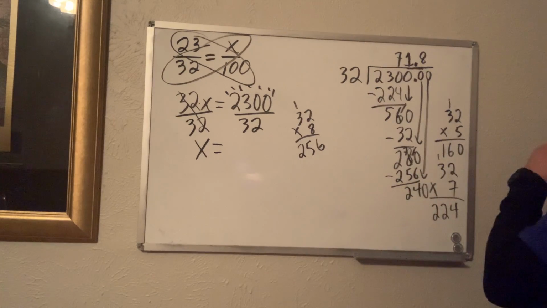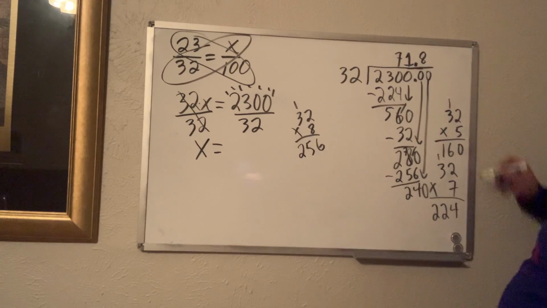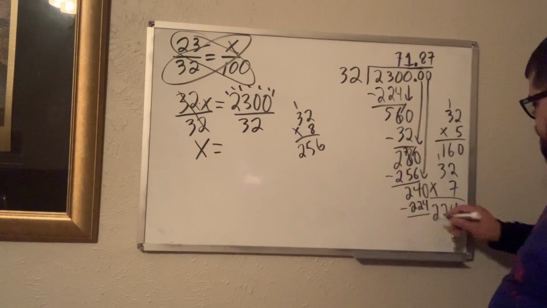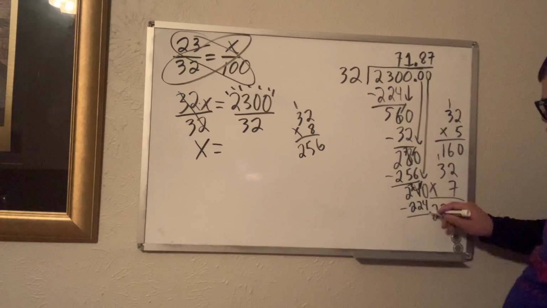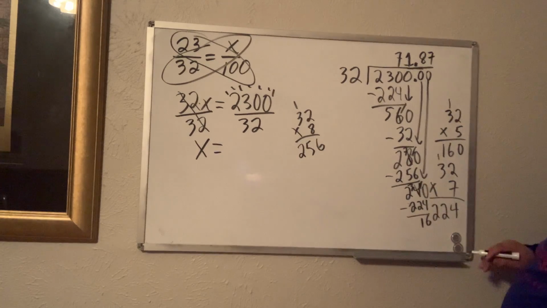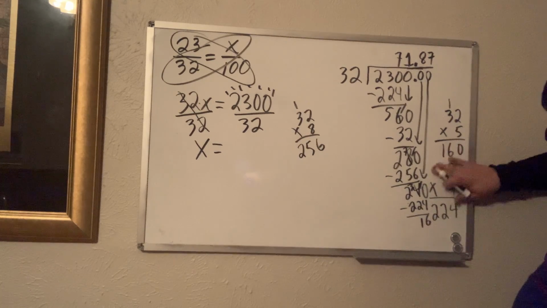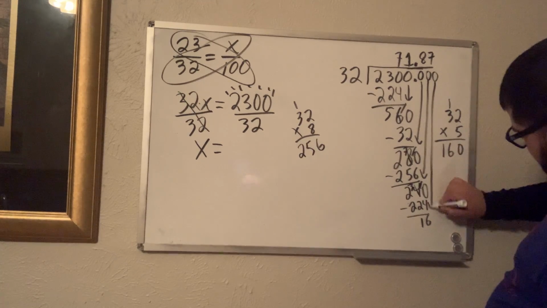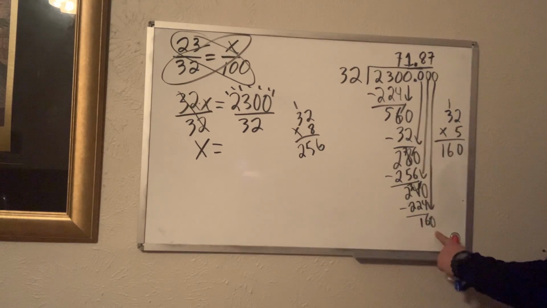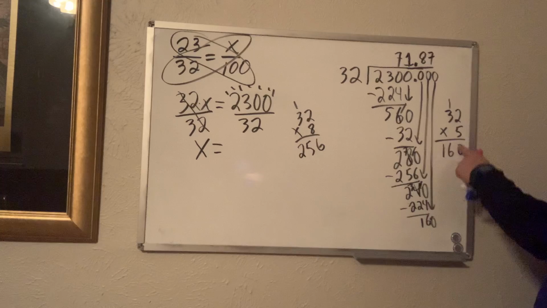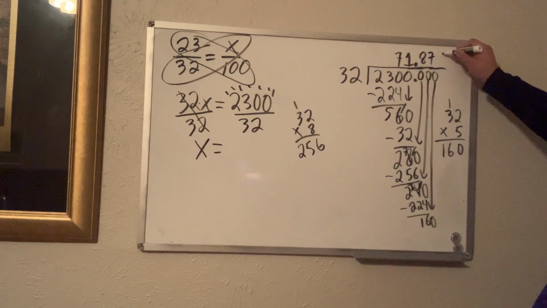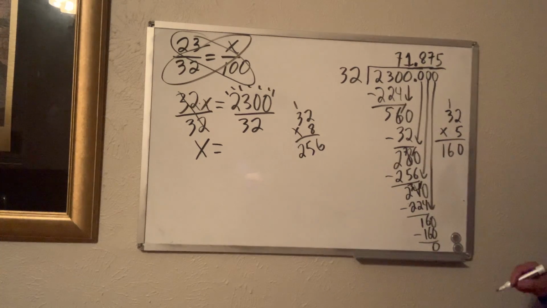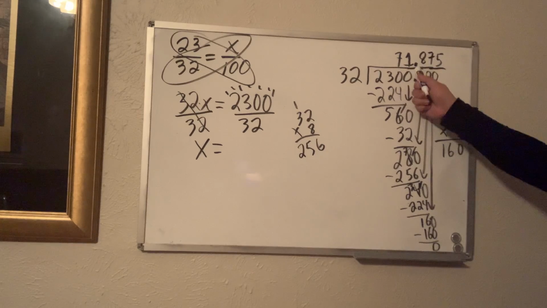32 into 240 is like 7. 32 times 7, we get 224. Borrow from the 4, make it a 3. 10 minus 4, we get 6. 3 minus 2, we get 1. And then I'm going to erase this one because we don't need this bottom one anymore. But look, we got to bring down another 0. We're almost there. How many times will 32 go into 160? We did it up here. 32 times 5, we got 160. So it's 5 times. 160 minus 160, we get 0. So we end up with 71.875.